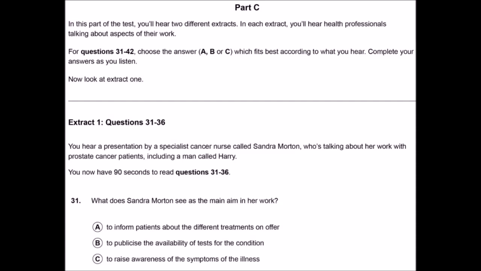Now look at Extract 1. Extract 1, questions 31 to 36. You hear a presentation by a specialist cancer nurse called Sandra Morton, who's talking about her work with prostate cancer patients, including a man called Harry. You now have 90 seconds to read questions 31 to 36.